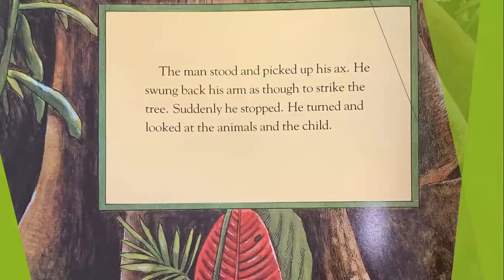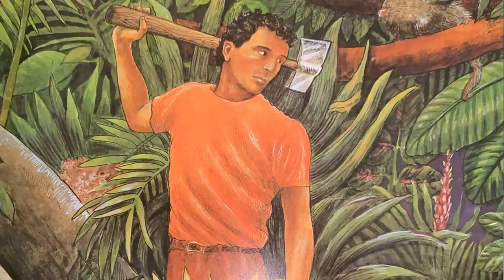The man stood and picked up his axe. He swung back his arm as though to strike the tree. Suddenly, he stopped. He turned and looked at the animals and the child. So what do you guys think he's going to do? Make a prediction. What do you think the man with the axe is going to do? Is he going to continue to chop down the tree? Or did the animal's plea and the boy's plea while he was sleeping work?